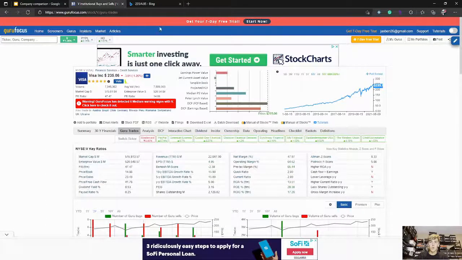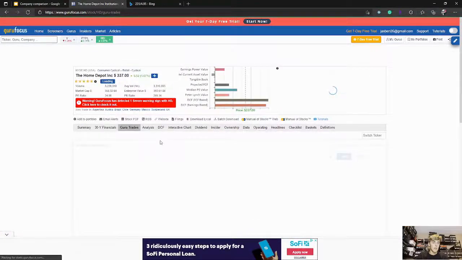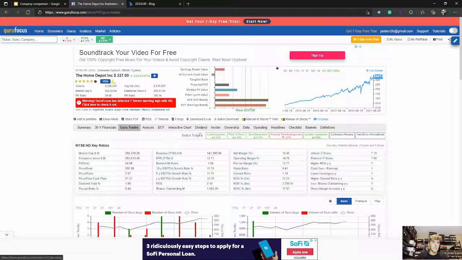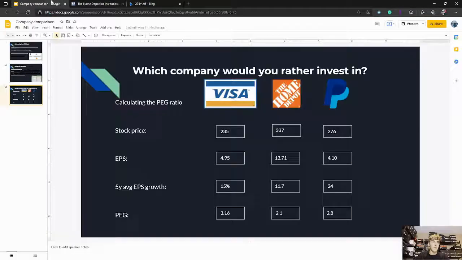I use gurufocus.com. That way you can see the stock price, the EPS, and the 5-year growth rate, right? For Home Depot, same thing, 337, EPS of 13.71, and a 5-year growth rate of 11.7. And you get a PEG ratio of 2.1. Still not very good. You want under 1.25 at the very least. So just keep this in mind next time you're looking at a company, right?